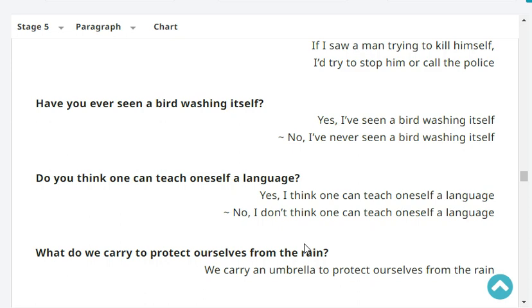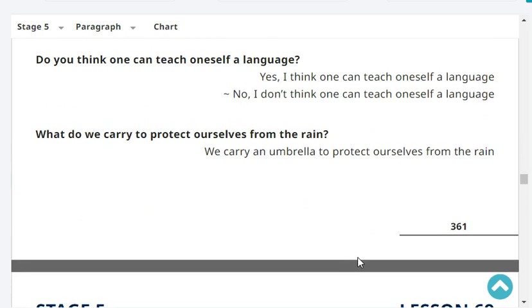What do we carry to protect ourselves from the rain? We carry an umbrella to protect ourselves from the rain. Yeah, very good. Okay, I've done my textbook.